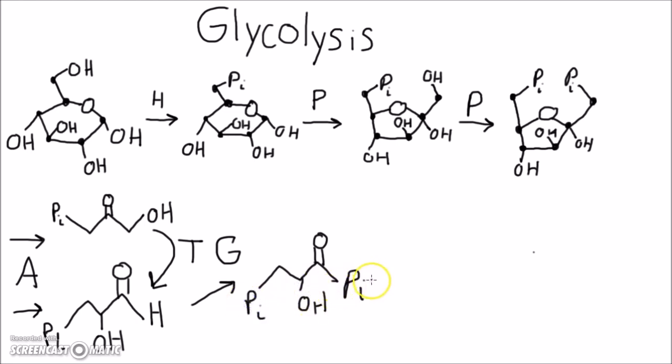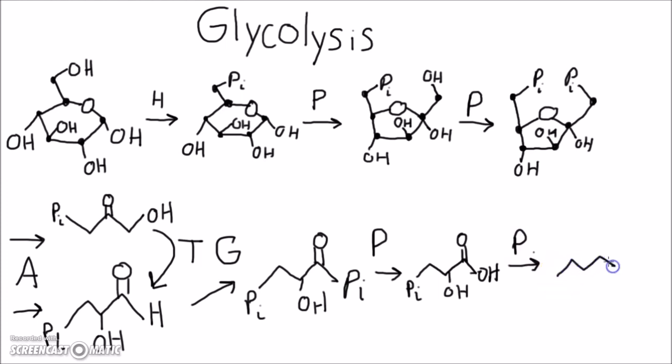That is converted using the enzyme phosphoglycerate kinase into 3-phosphoglycerate. Then that is converted using the enzyme phosphoglycerate mutase into 2-phosphoglycerate. So you can see the phosphate group has moved from the left and is now in the middle. So it's mutating. Nothing's really changed, it's just those groups have moved around, or they switch places.